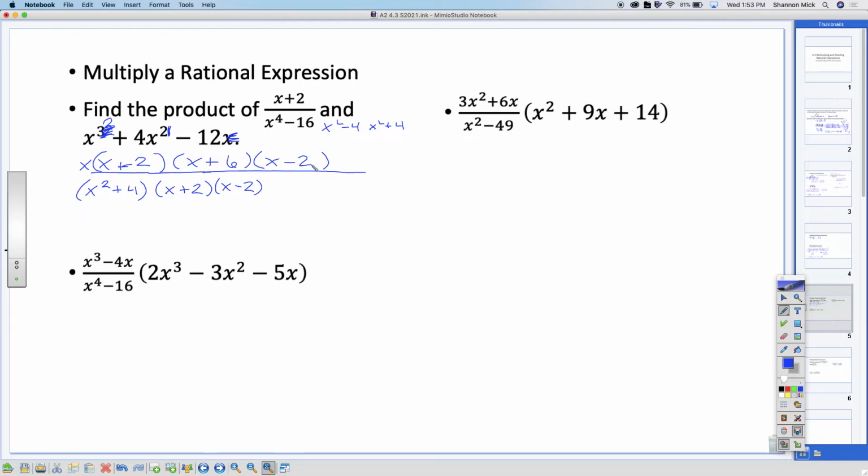So what can I reduce? X plus 2, x minus 2. Don't say that ever again. Domain, right? Oh, sure.